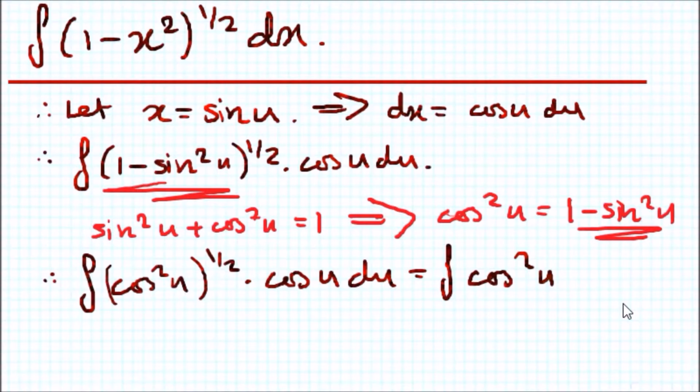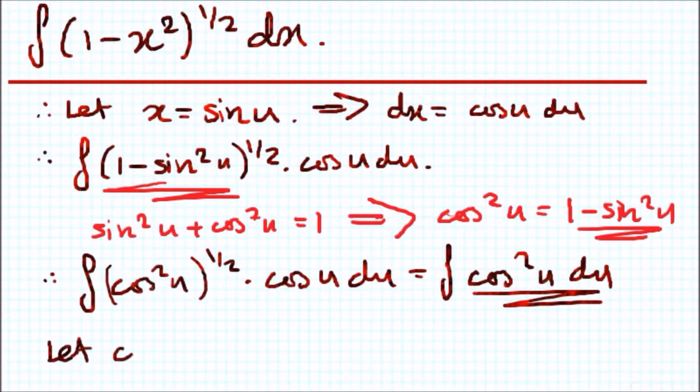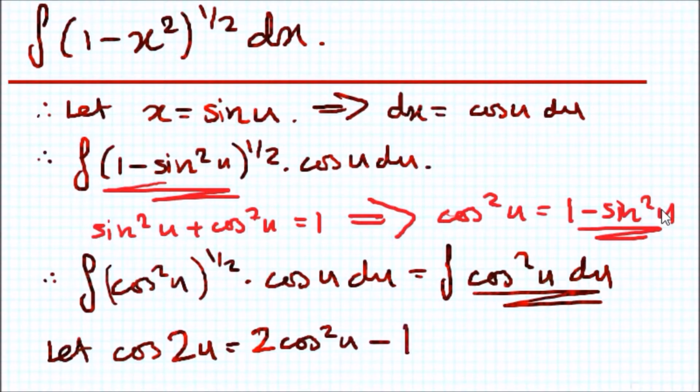Okay, not bad at all, du. And lastly, this is the final step. So now we've got this integral here. In order to resolve it, we need to use the standard double angle formula, which relates cos and 2u. So let's say the standard cos 2u equals, what is it? 2 cos squared u minus 1.